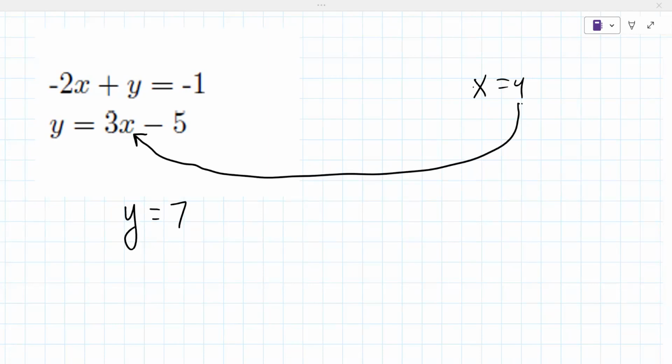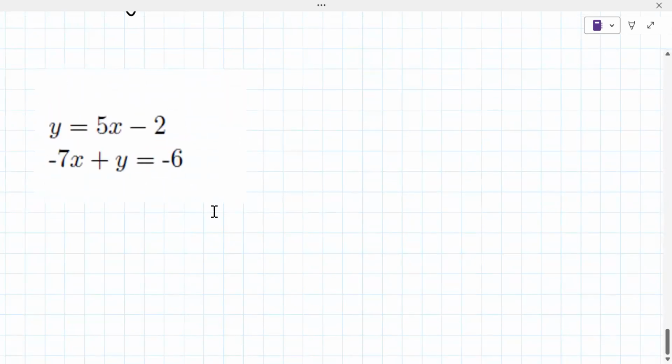It's going really fast. This is good. Yeah, I think I'm ready for another one.